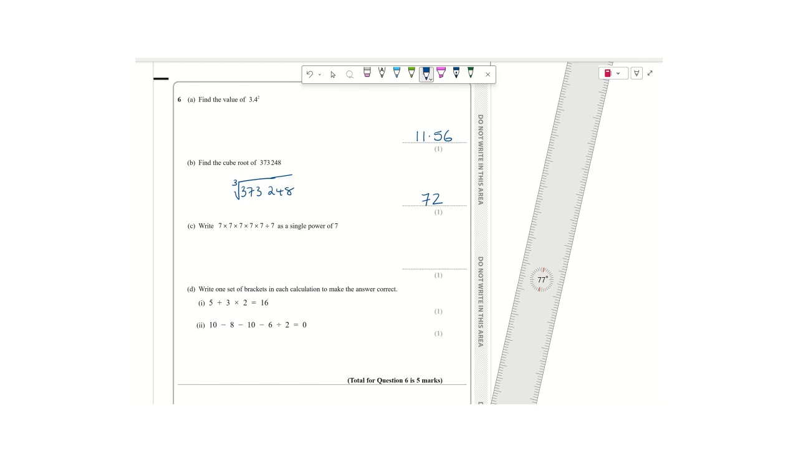So this thing is a single power of 7. I've got 1, 2, 3, 4, 5, and then I'm dividing by 1. So each of those will cancel each other out. So I'm left with 7 to the power of 4.